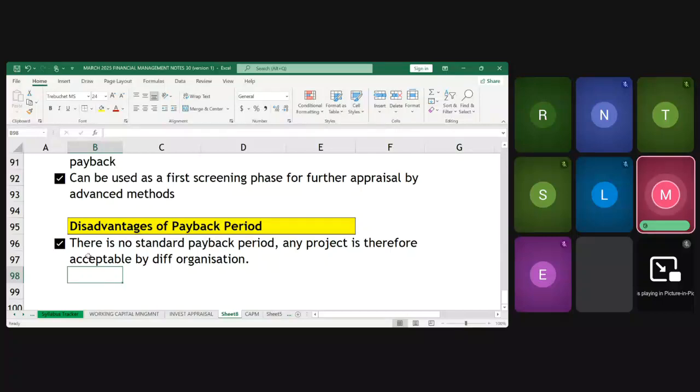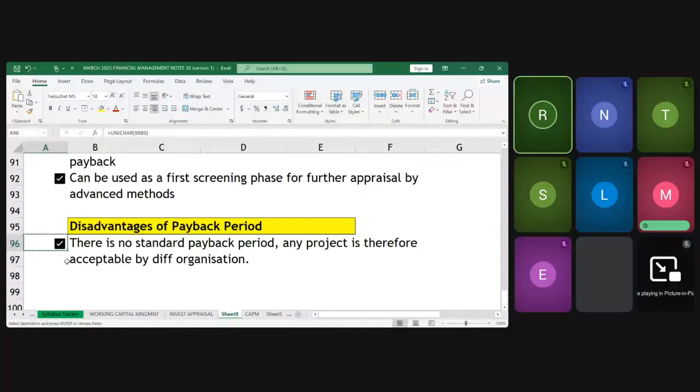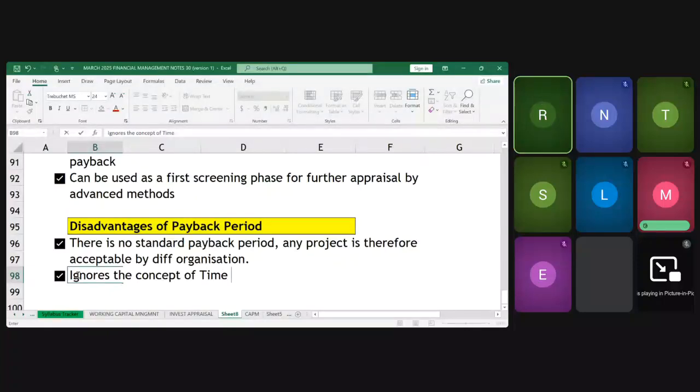It ignores the time value of money. Thank you. It ignores the concept of time value of money. It assumes that $1 today is $1 tomorrow, right? Ignores the concept of time value of money. That is key and critical. That is a major disadvantage of us using payback period.